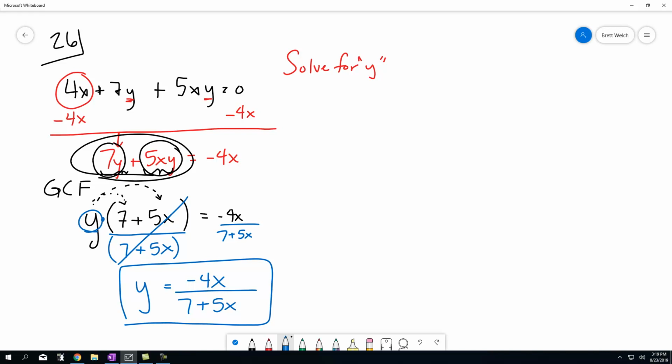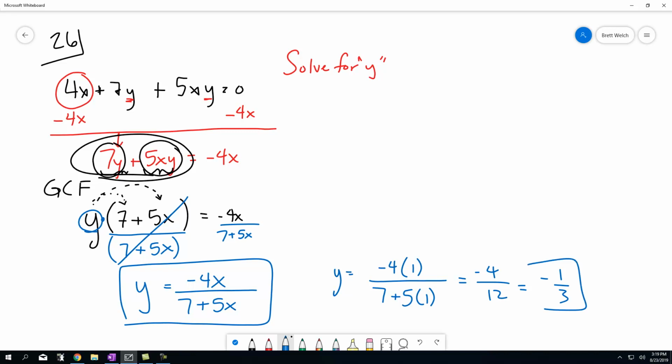Then on 26, they still want us to plug some numbers in. If we plug in, they gave us an x value of 1. So if we said y equals negative 4 times 1 for my x over 7 plus 5 times 1 for my x, I'd get negative 4 over 7 plus 5 is 12. And that's roughly, we're going to simplify down to negative 1/3. That would be our value of y.